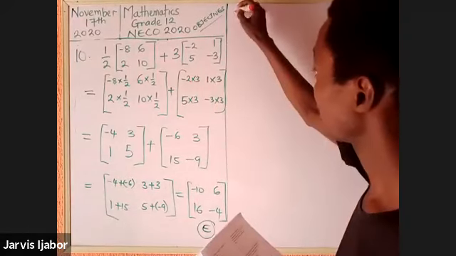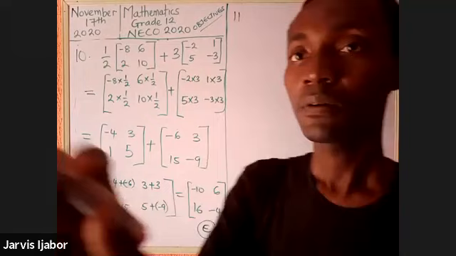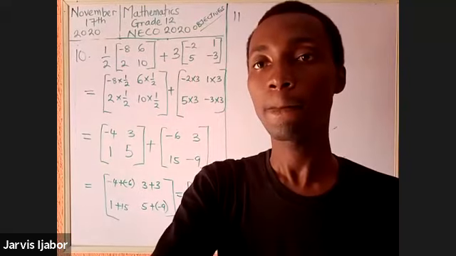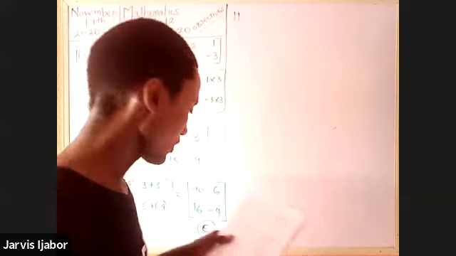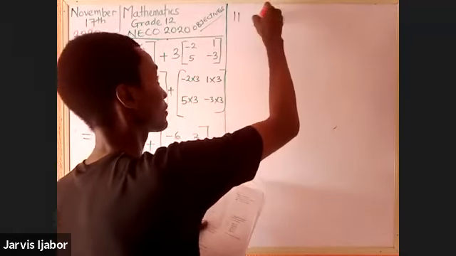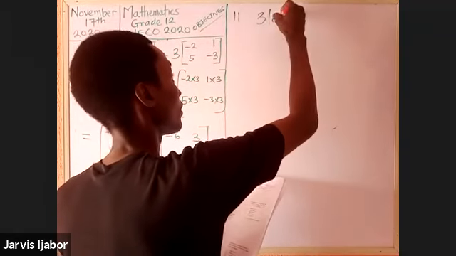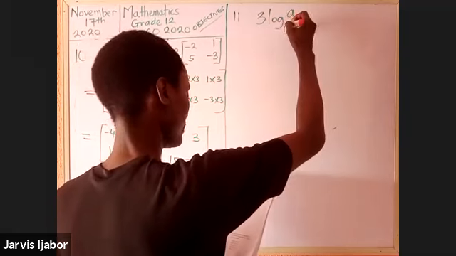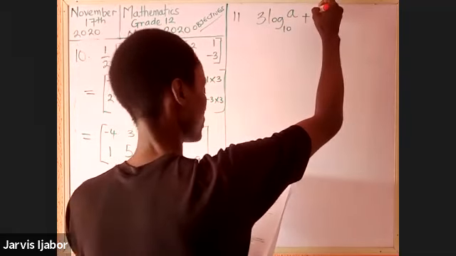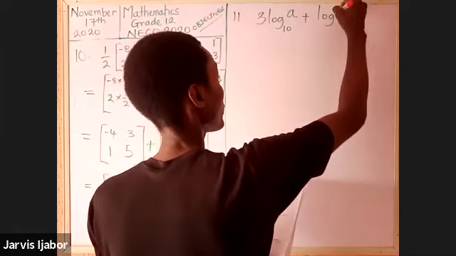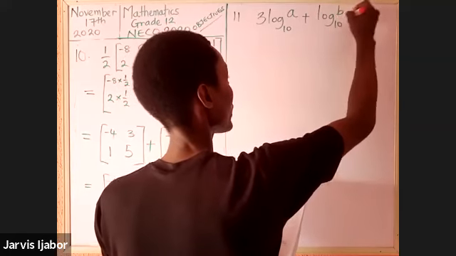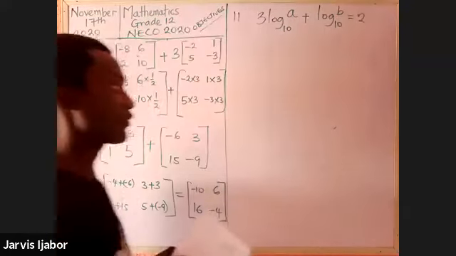Let's go to question 11. Now in question 11, you are told 3 log A base 10 plus log B base 10 equal to 2.